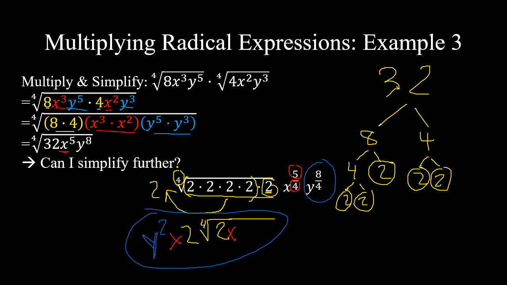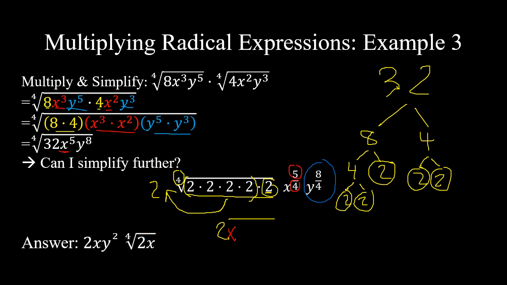I'm going to write it a little bit more nicely for you, and let me erase it. So when all was said and done, we multiplied, we simplified, and we were left with 2xy squared times the 4th root of 2x. So we had a 2 left under there, an x left under there, and then we got out a 2x and a y squared when we simplified everything.